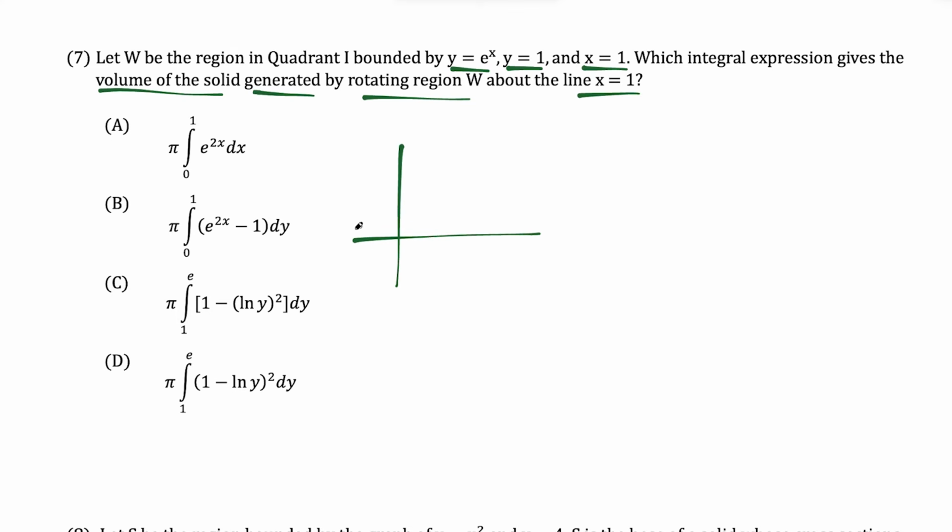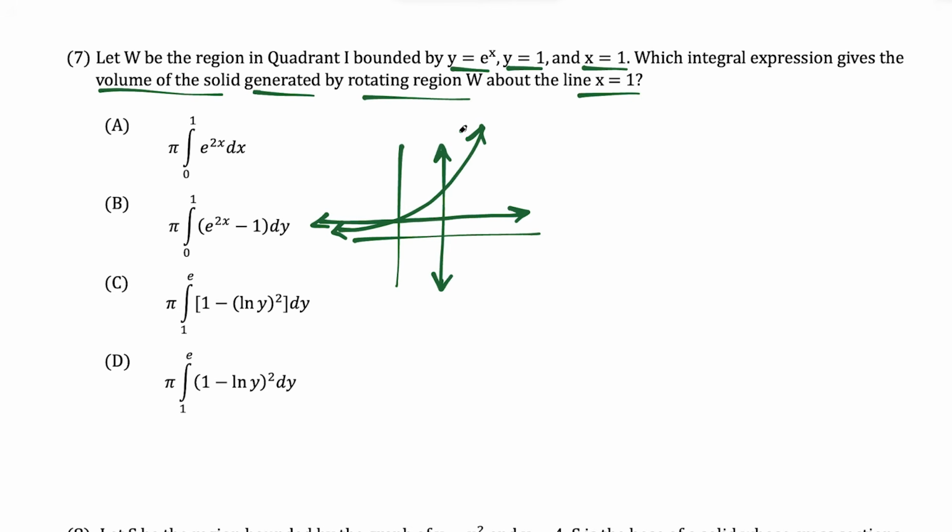So we have y equals e to the x, and this is one of those functions that you should be able to sketch without a calculator. So you have y equals e to the x, and then we have the line y equals 1, so that's this line over here, so this horizontal line. And then we have the line x equals 1. Okay, so that's going to be, let's say, over here. So I'm not drawing this necessarily to scale, but it's just going to give us an idea of the region that we're going to be revolving.